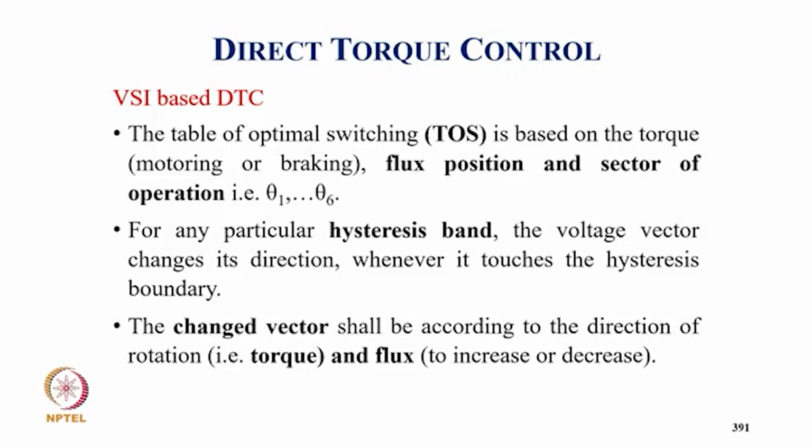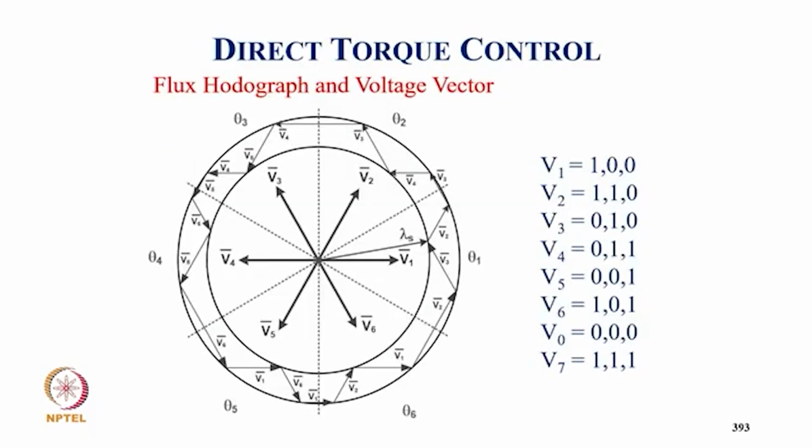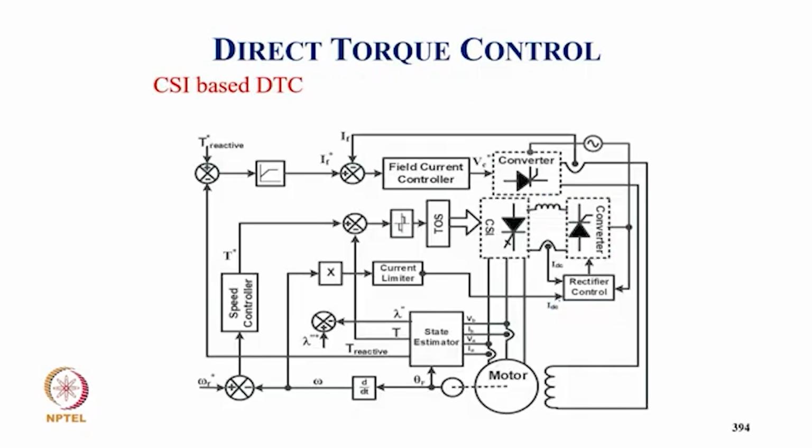Torque and flux are increased or decreased, and if the torque is motoring and the flux touches the lower hysteresis boundary, then the vectors shall be applied such that the flux increases, and vice versa. And these are typically the flux overlap graph and voltage vectors. How is the switching decided? V0 and V7 are the zero vectors, the remaining are the active vectors, and these are typical current source converter based.